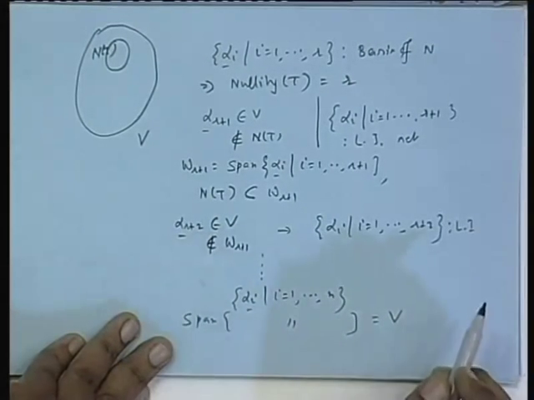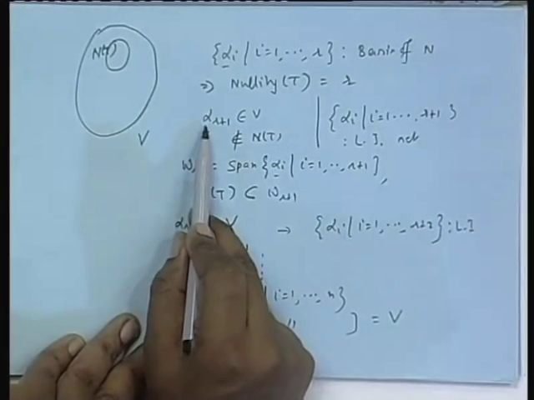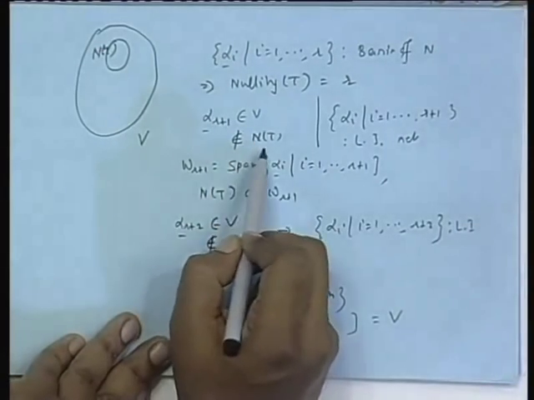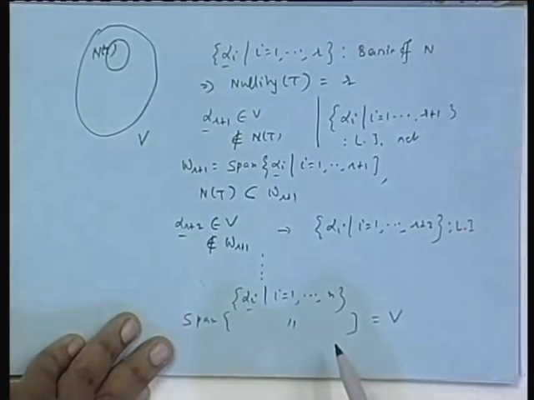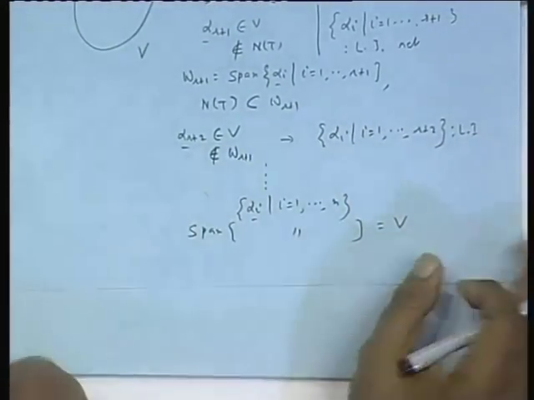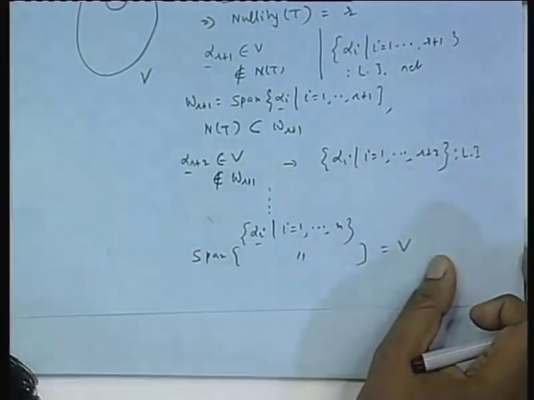So this way you get a basis of V, but again there is nothing unique about it, because you are always picking arbitrary alpha_(r+1), alpha_(r+2); just alpha_(r+1) should be outside N(T), inside V, and so on and so forth, but there is no fixed choice. We have already done this exercise, so there is nothing new and I am going a little fast here. So this way you can obtain one of the bases of the given vector space V.